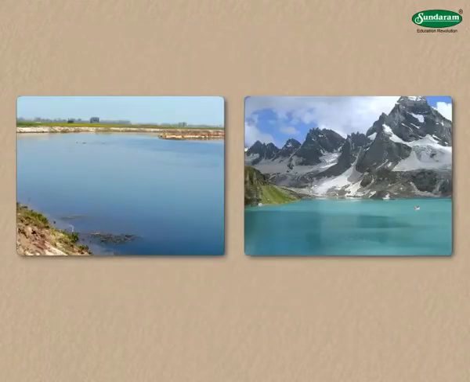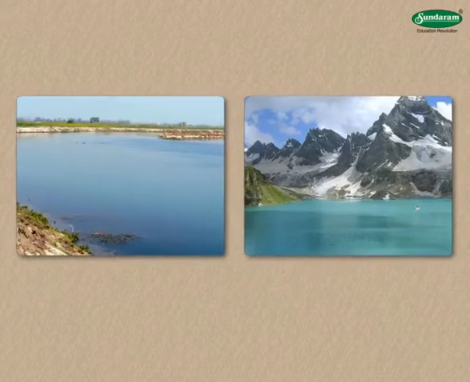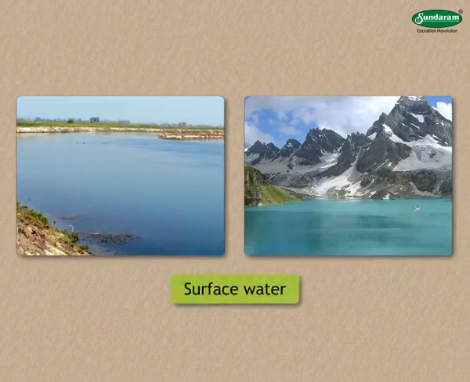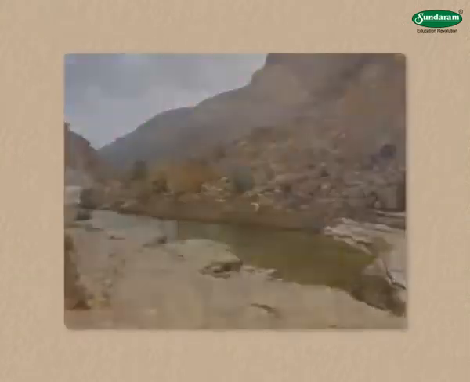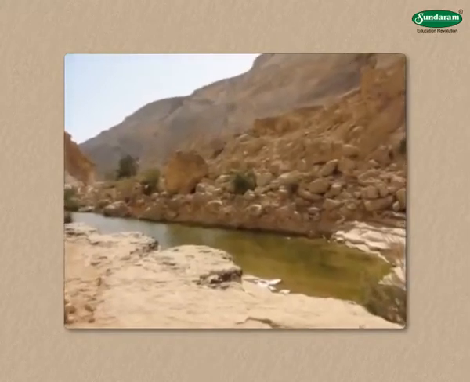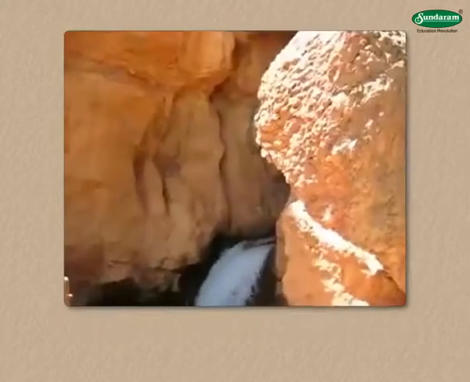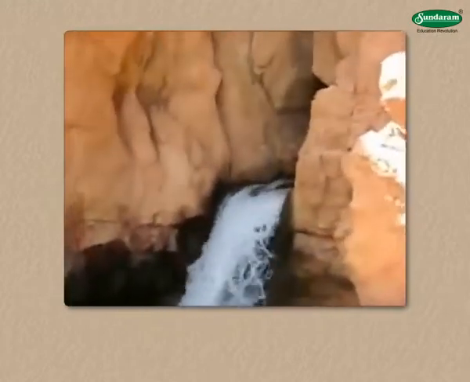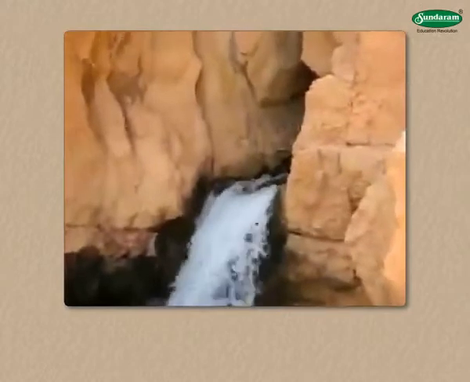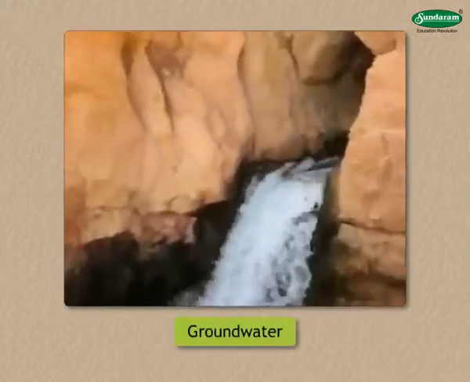This water is available to us in the form of rivers and lakes on the surface of the earth. It is known as surface water. The rivers flow and then join the sea. Some of the rainwater seeps into the ground and either flows under the ground further or gets collected in some place. This water is known as groundwater.